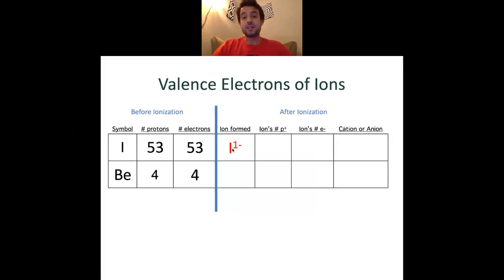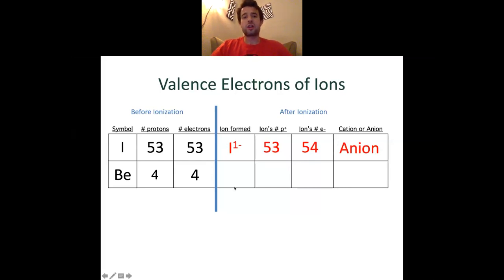What that means is its number of protons are the same, 53, has not changed. But its number of electrons is going to be 1 higher, 54, because it's got that -1 charge. That means it has 1 more electron than protons. And now the question is, is this a cation or an anion? And the answer is, anions are negative, cations are positive, so this would be an anion.